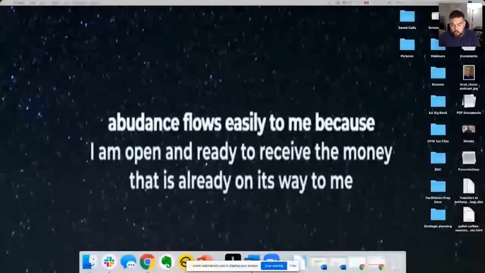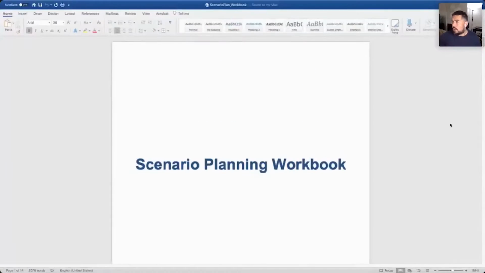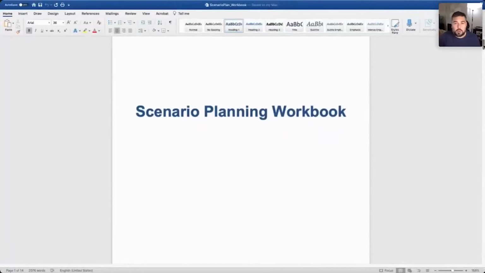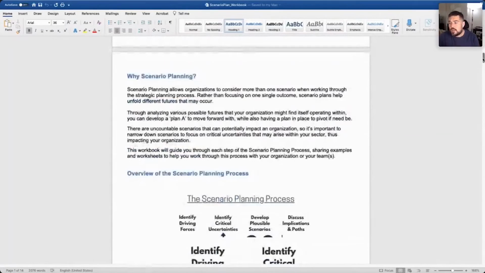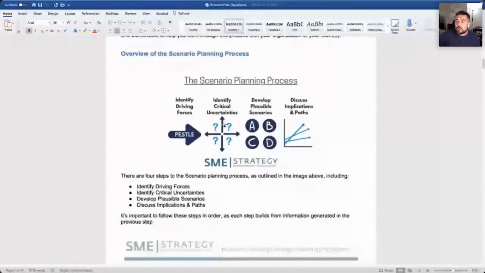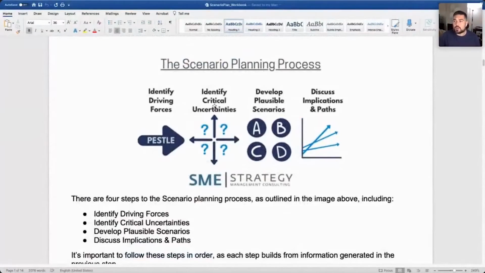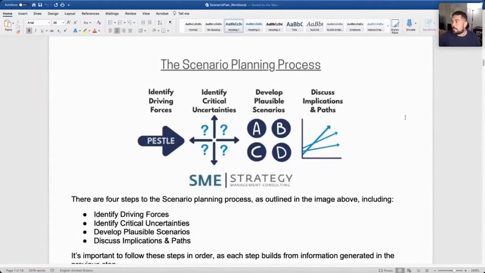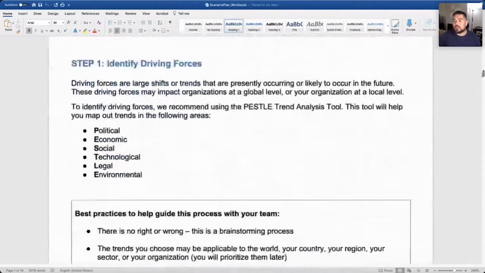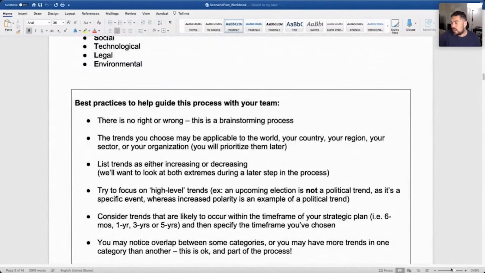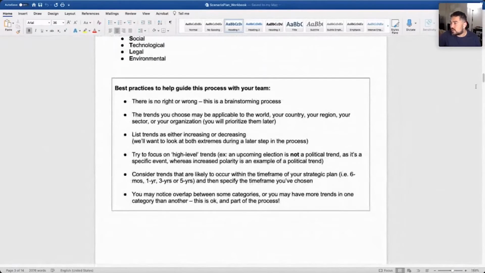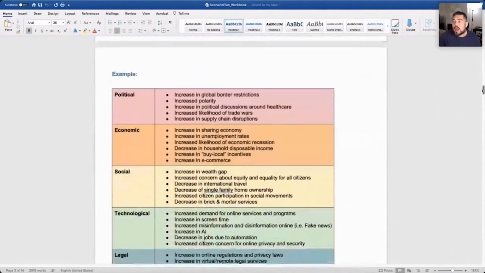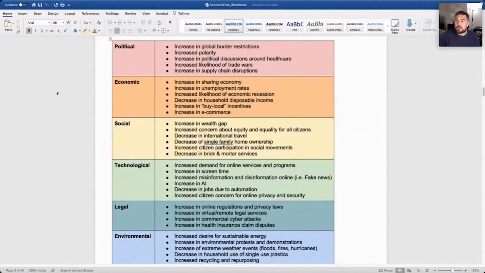Okay, I want to go through an example. We have a workbook for scenario planning. I'm going to look at it over here, and it's going to guide you through this process. First, like I said, you identify the driving forces and look at the critical uncertainties. I'm not going to go through this entire process of identifying the driving forces, but I do want to highlight some of them that might happen.